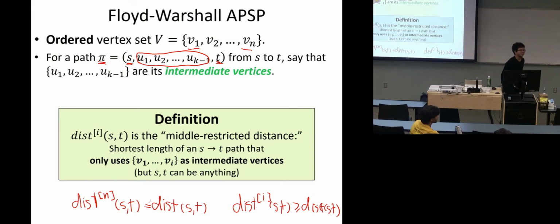Let's try. The distance from S to T that uses only that set of intermediate vertices is the same as the distance from S to V1 plus the middle restricted distance of V2 to Vi minus 1 plus the distance from Vi to T. And so you can just keep recursing, moving inward in the middle. But I think it's quite close, not quite right yet.